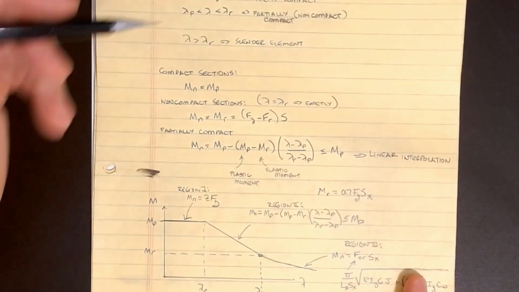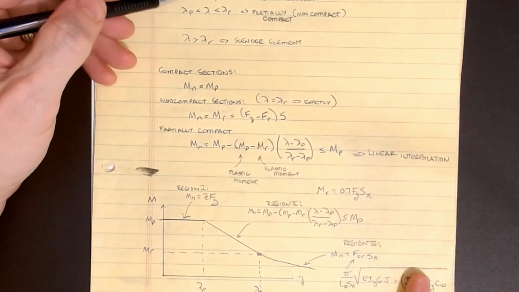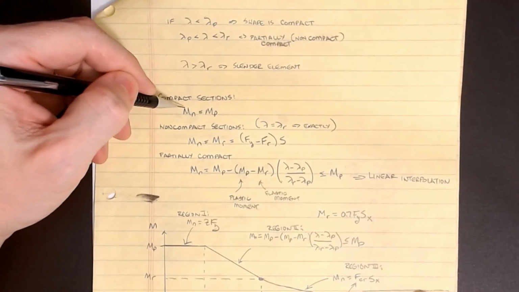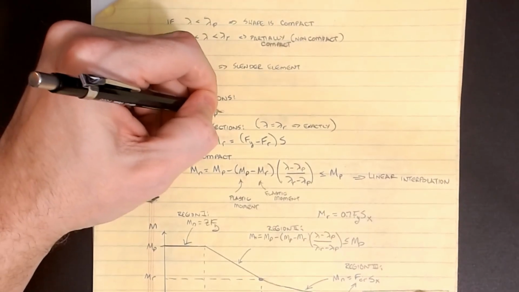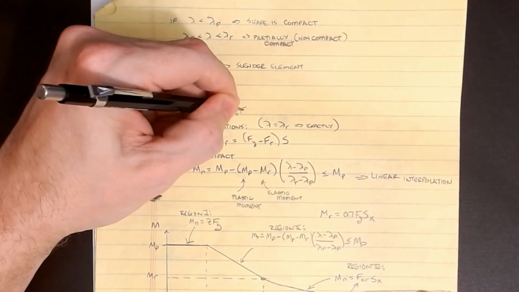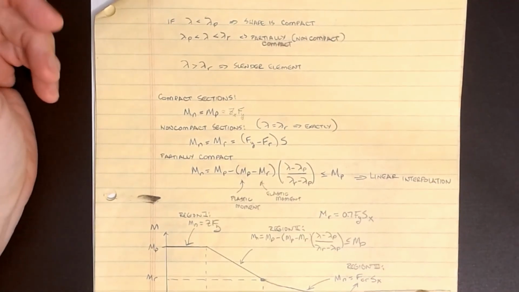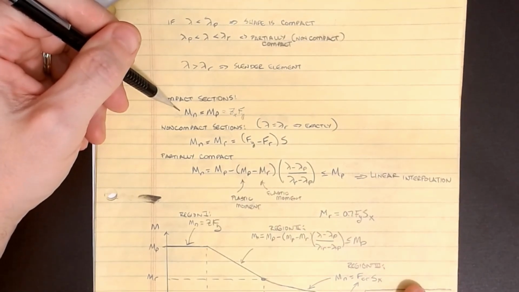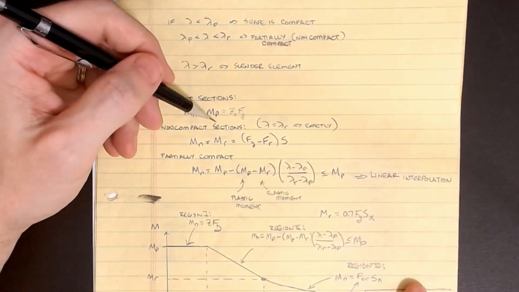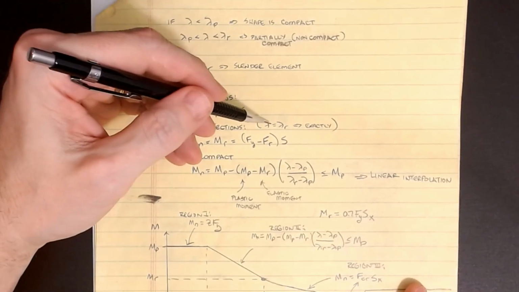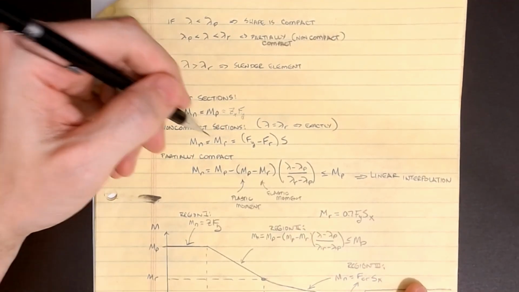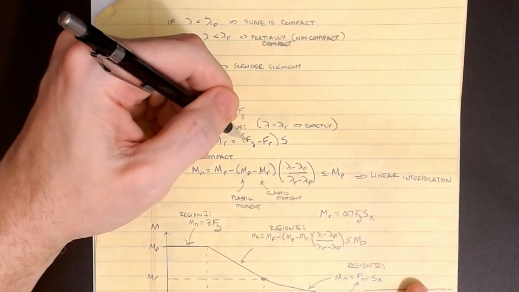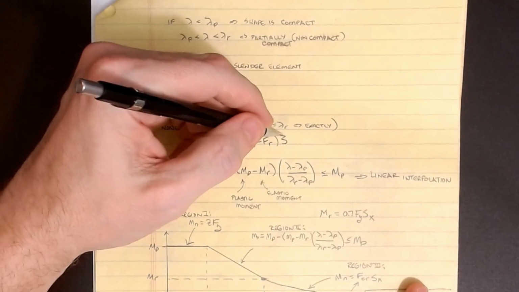Whenever you have a compact section, where lambda is less than lambda p, the nominal moment capacity is equal to Mp. Remember, this is your Zx Fy for an I-beam. So that's what you've seen before. This is the one we've been playing with a lot to this point. For non-compact sections, or when lambda equals lambda r exactly, Mn is going to be equal to Mr, which is then going to be Fy minus Fr, all times an S.